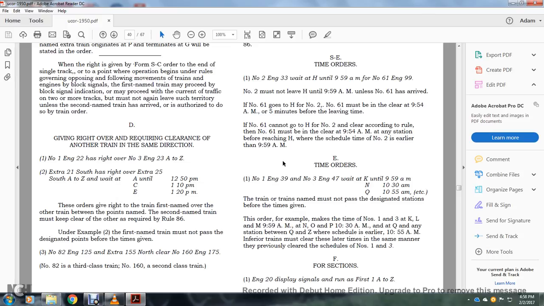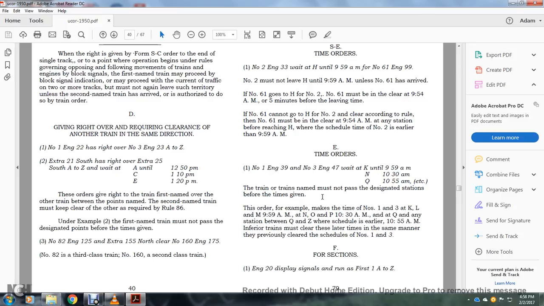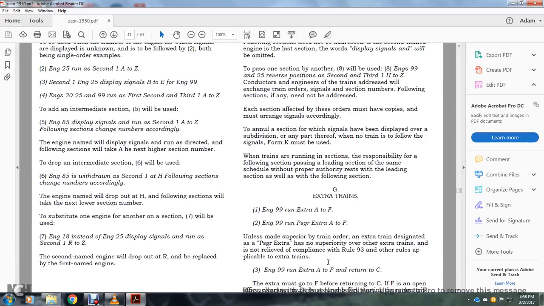Inferior trains must clear the later times in the same manner as the previously cleared schedules of number 1 and 3. Form F for sections. Engine 20 displays signals, runs as first 1, A to Z.